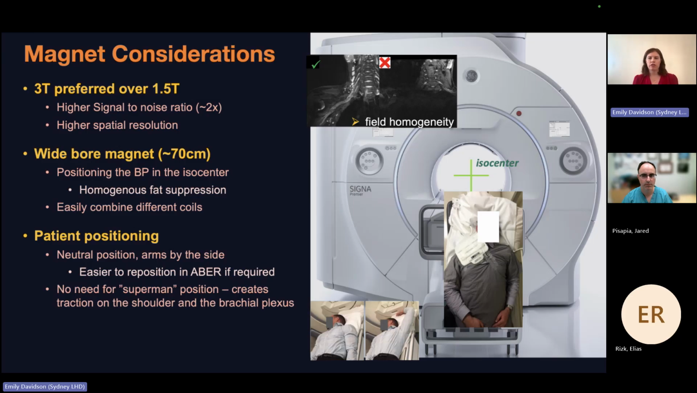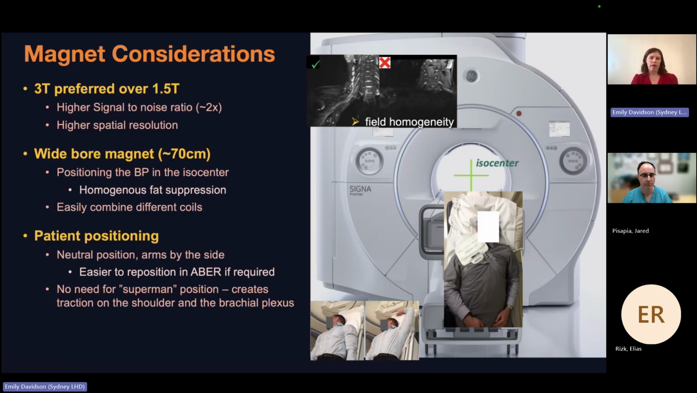And part of the reason for this is that we can position the center of the brachial plexus in the center of the magnetic field. And this is where we're going to get the most homogeneous signal. If we start to move the patient or the area that we're imaging onto the periphery and they're touching the side of the bore, then you start to get issues such as in this case where you get black areas on your pictures. So having a nice wide bore means that you get really good signal.